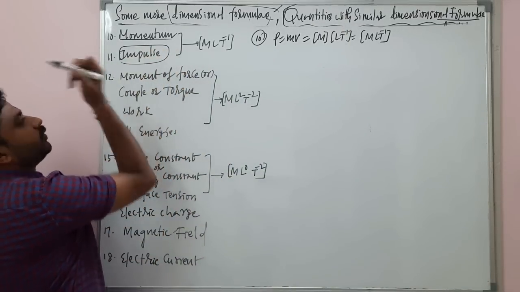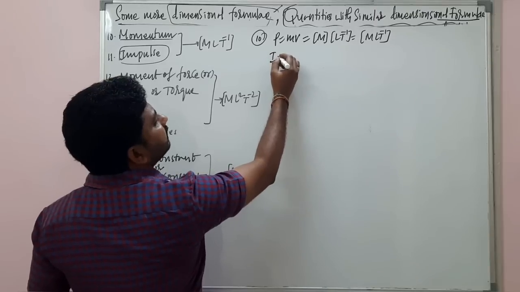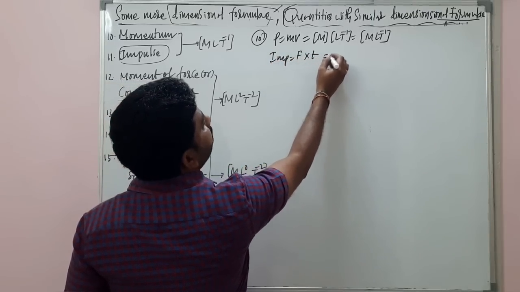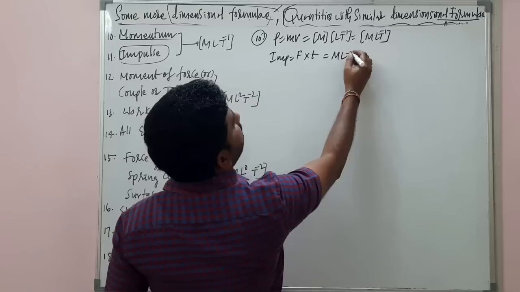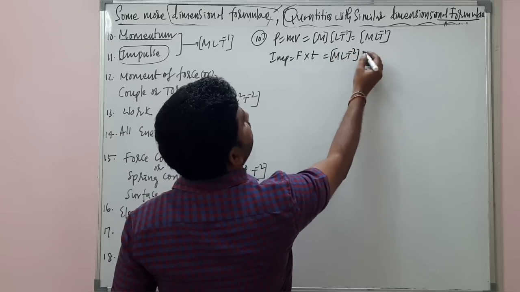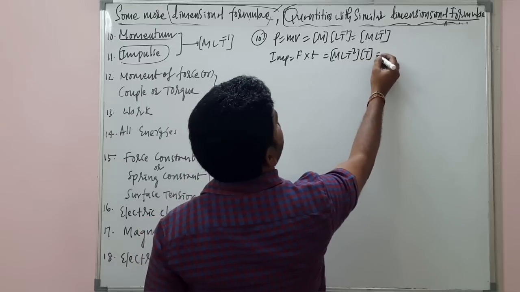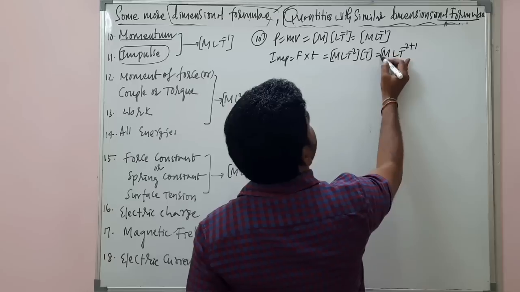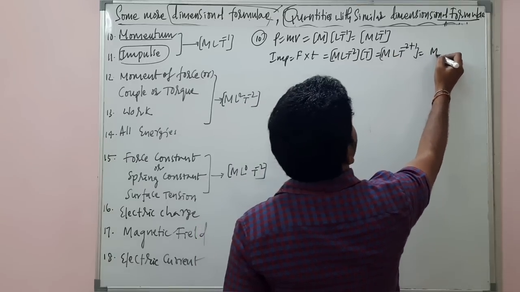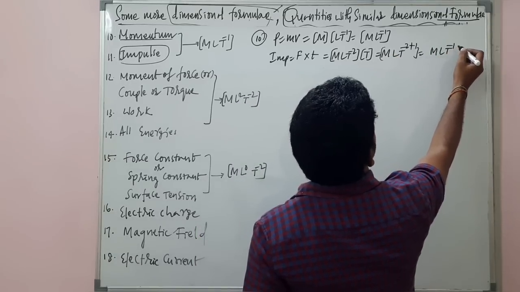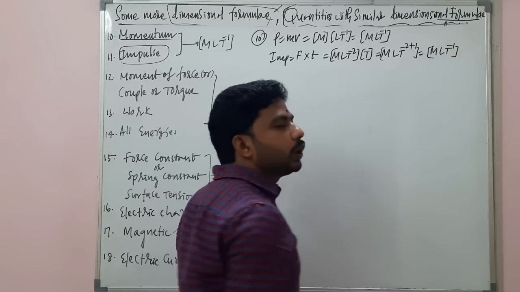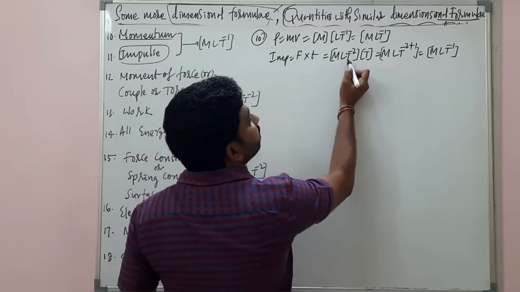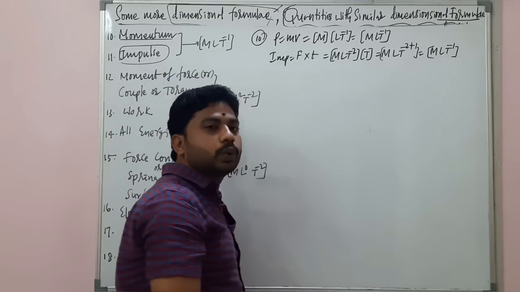Impulse. This also we have learned. Impulse is equal to force into time. Force is M L T^-2 into time T. So what can I write? M L T^-2+1. So finally it will be M L T^-1. No confusions at all. Do not ask me the question of how this becomes minus 2 plus 1.